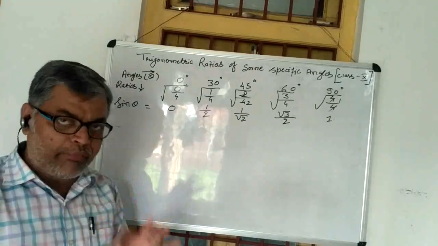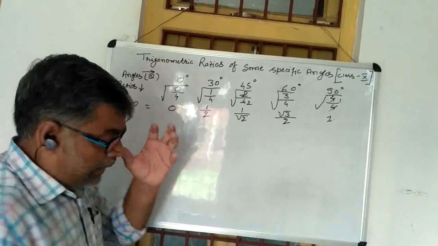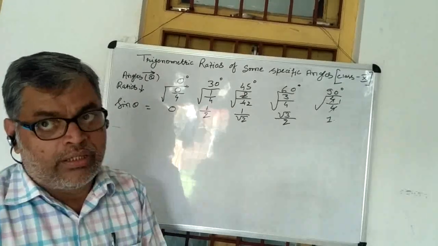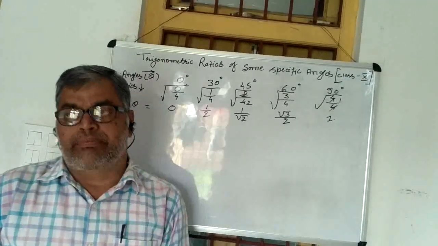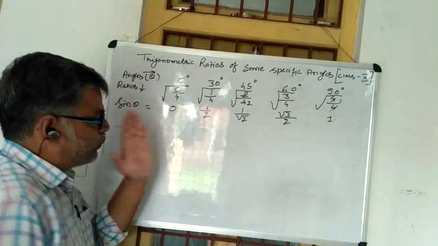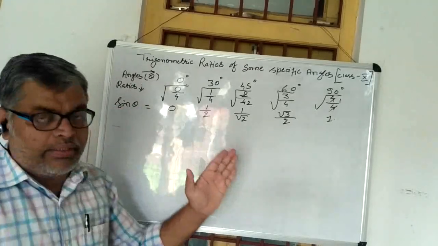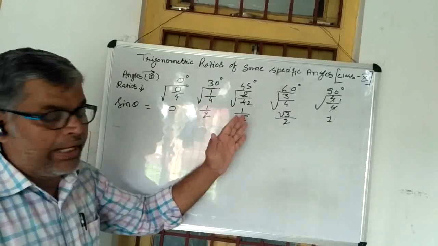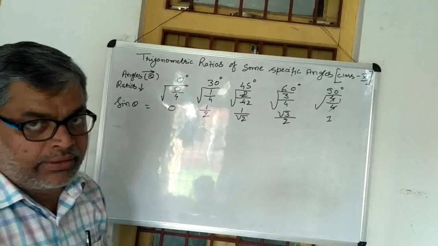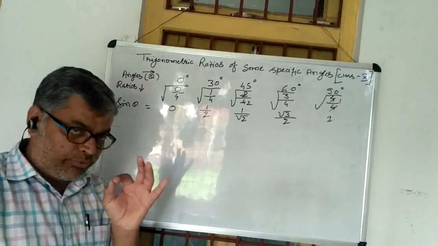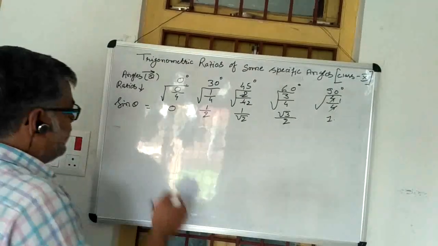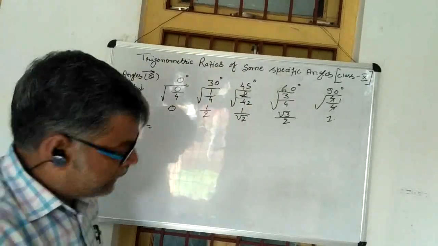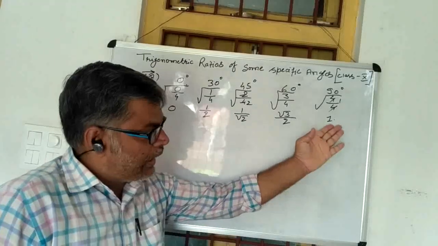This is a very simple way to understand the value of trigonometric ratios for the angles 0 degree, 30 degree, 45 degree, 60 degree and 90 degree all together. So this is the method. By this method we got the value of sine for all these angles. Now if the values of sine are known, then you can easily write the value of cos theta. For cos theta, just repeat these values from right to left.